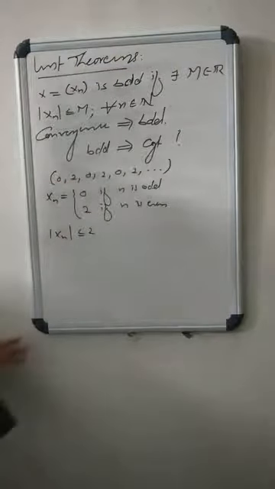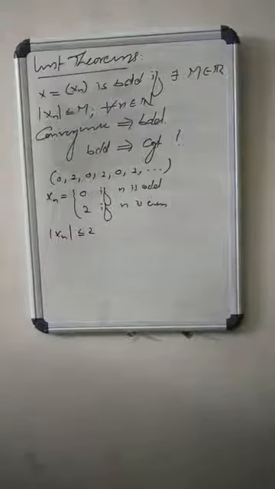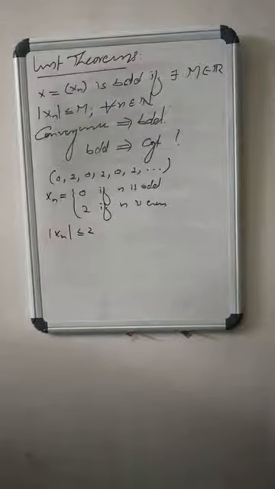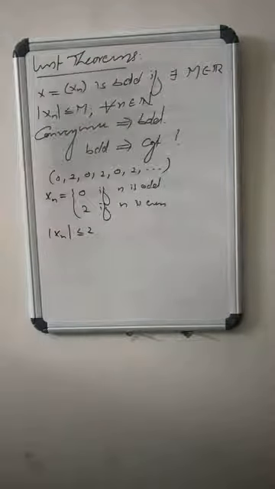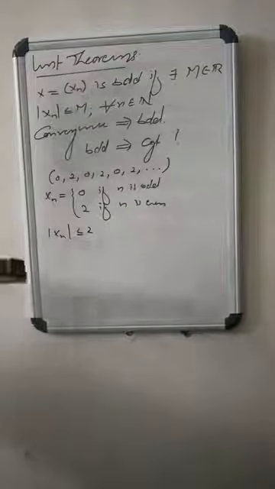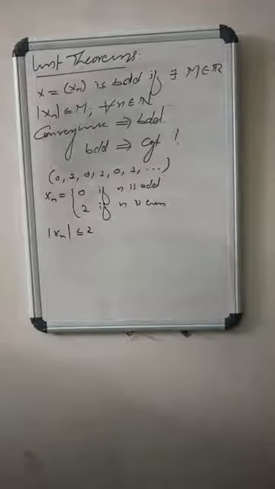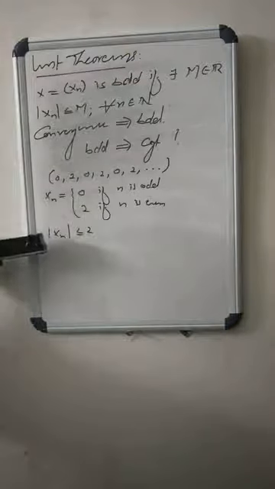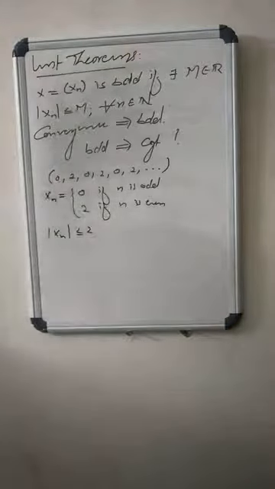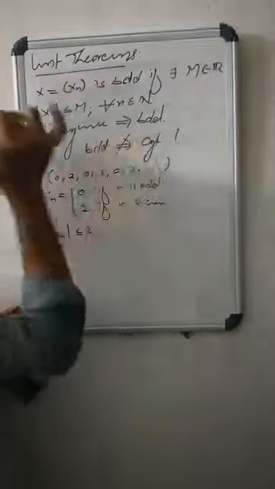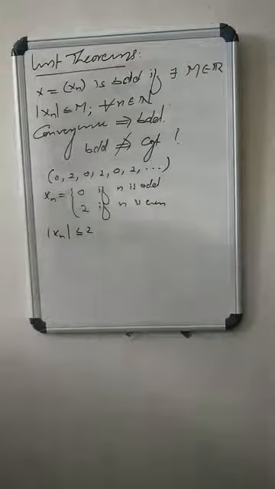In the previous class we saw that the sequence x equals 0, 2, 0, 2, 0, 2, and so on does not converge. Why? Because if it converges, then mod xn minus x is strictly less than 1, choosing epsilon as 1. So the sequence does not converge to 0. Moreover, the sequence does not converge to 2. So the sequence does not converge. So boundedness need not imply convergence.